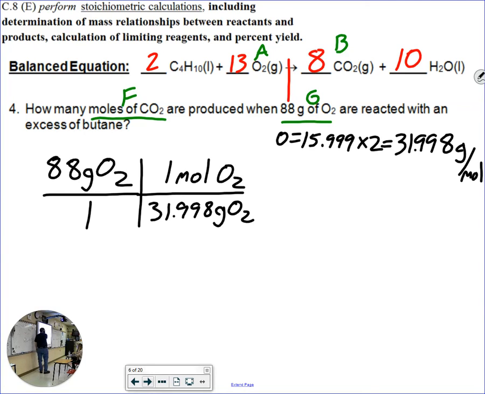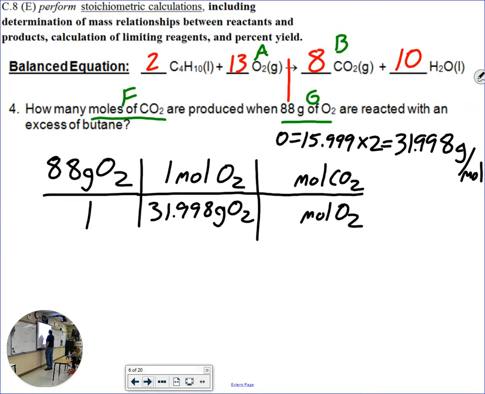I've hopped my first rock. Now I'm going to cross my bridge. So I do one more step here. Moles of O2 is going to go on the bottom. I'm trying to find moles of CO2. It's going to go on the top. Now, how do I know what numbers are going to go here and here? I look at coefficients. I go up to my mole ratio. So in front of CO2, I've got an 8. In front of O2, I've got 13.